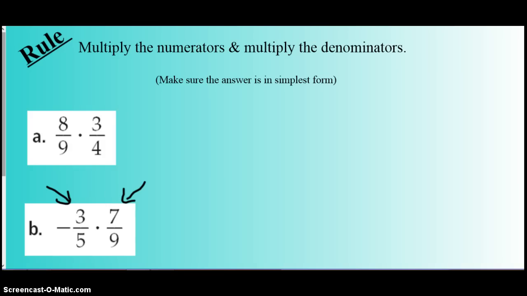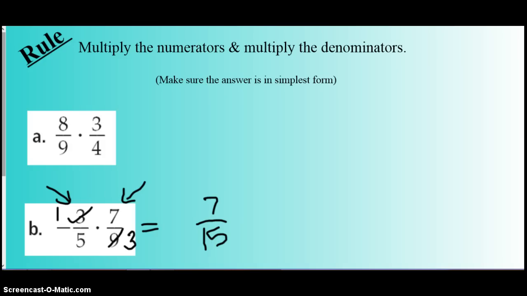Remember, we have a greatest common factor of 3 for 3 and 9, so we can take this 3 and divide it by 3, which will give you a 1. 9 divided by 3 is 3. Notice this negative sign, though. We've got negative 1/5 times 7/3. So we've got a 1 times 7, which is 7. A 5 times 3, which is 15.